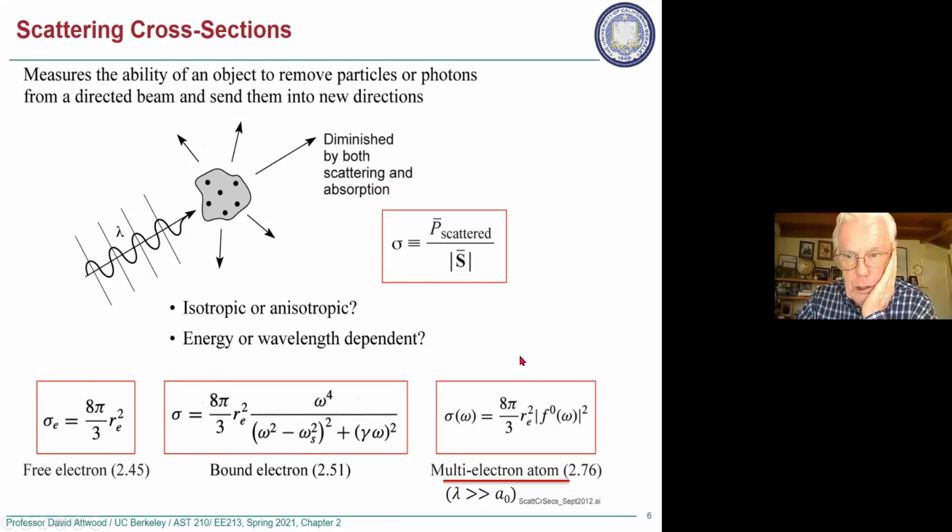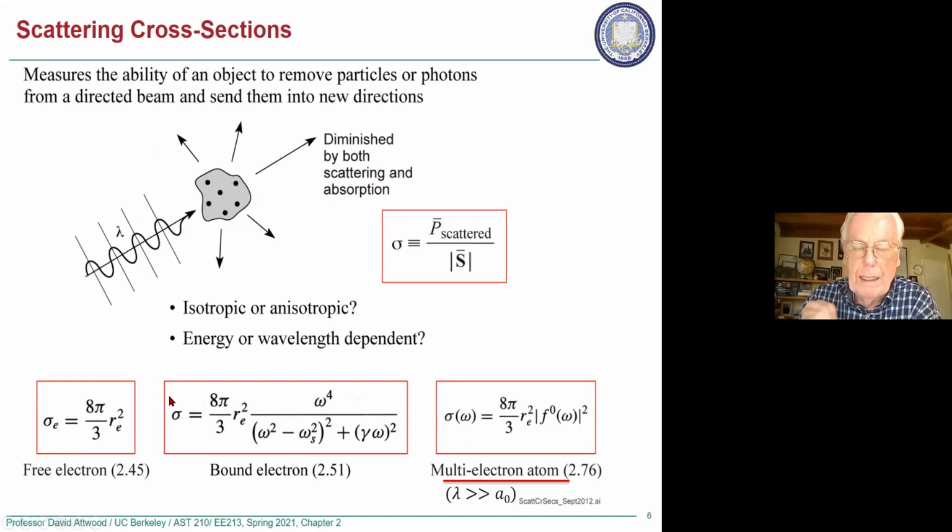And what we're going to show here today, and probably showed already part of this, is that for a free electron, a single point particle, the cross section is the so-called classical electron radius. It's just a measure of how big an electron is multiplied by this constant. And this is called Thomson scattering.